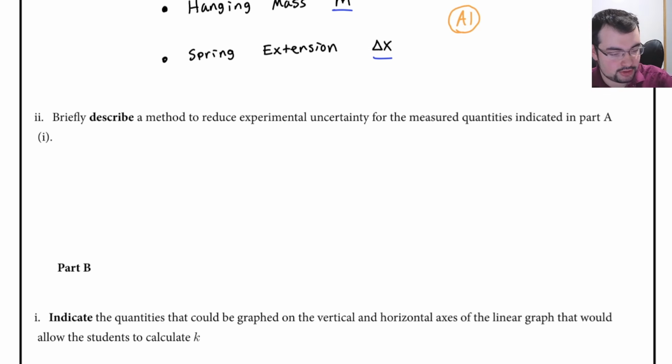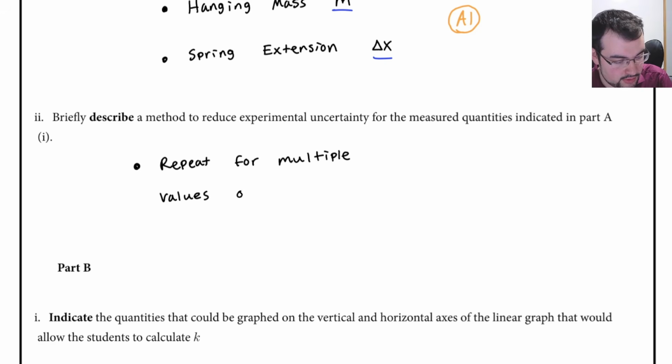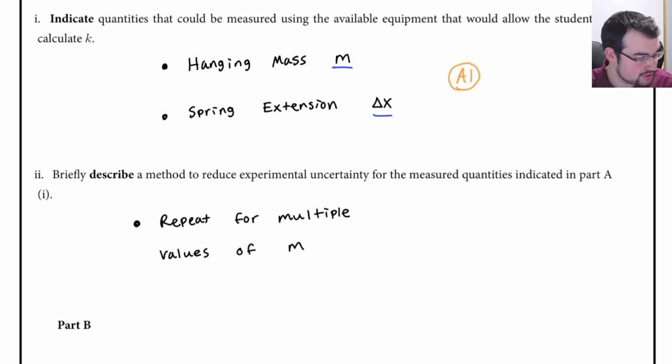How do we reduce uncertainty? Well, it's how we always reduce uncertainty. We repeat for multiple values of M. Measure multiple times, do repeated trials, other things, calibrate the force sensor, whatever. We don't have a force sensor, but you get the idea. Just say do multiple trials or test various things.